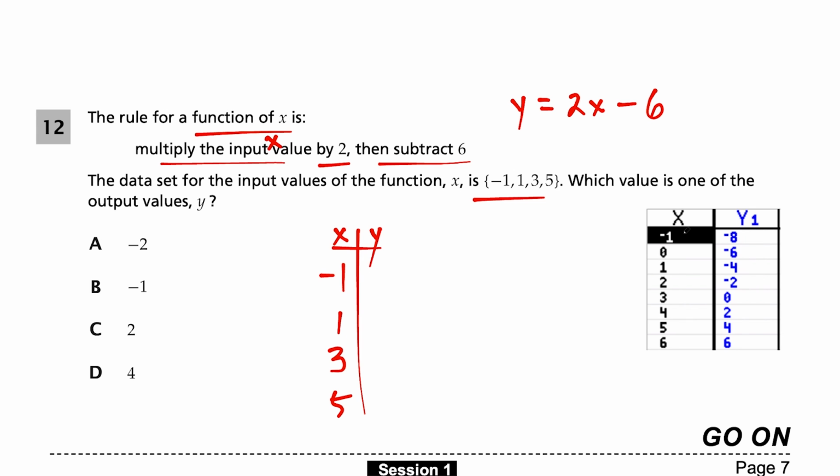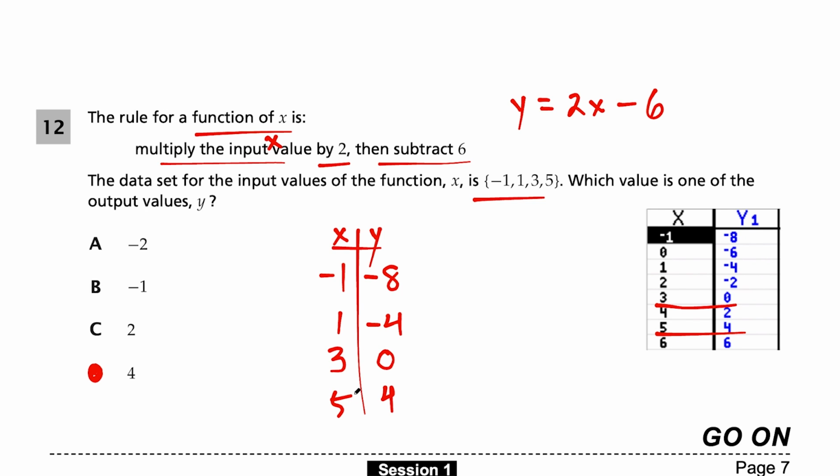So after looking at that screen on the calculator, I would just transfer everything. At x equals -1, y is equal to -8. When x equals 1, y is equal to -4. And when we have x equals 3, y is equal to 0. And at x equals 5, y is equal to 4. So then we just scan the answer choices here for one of those y values. And it's looking like the last answer choice here, D, that y equals 4, would be the result of plugging in x equals 5.